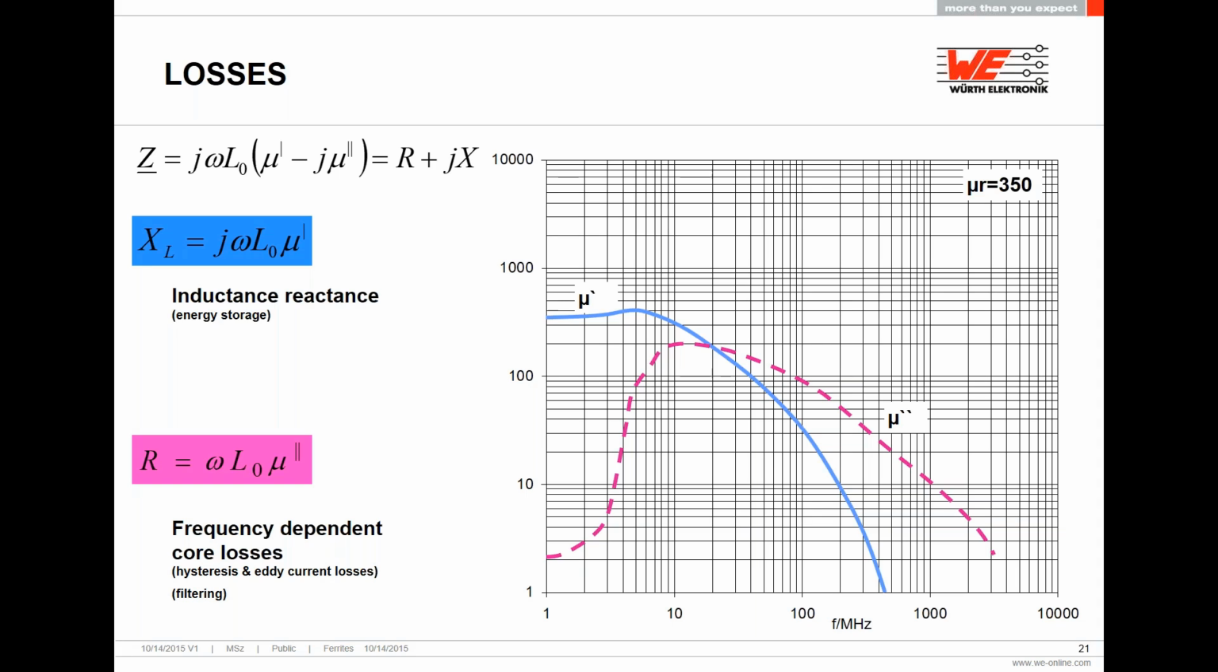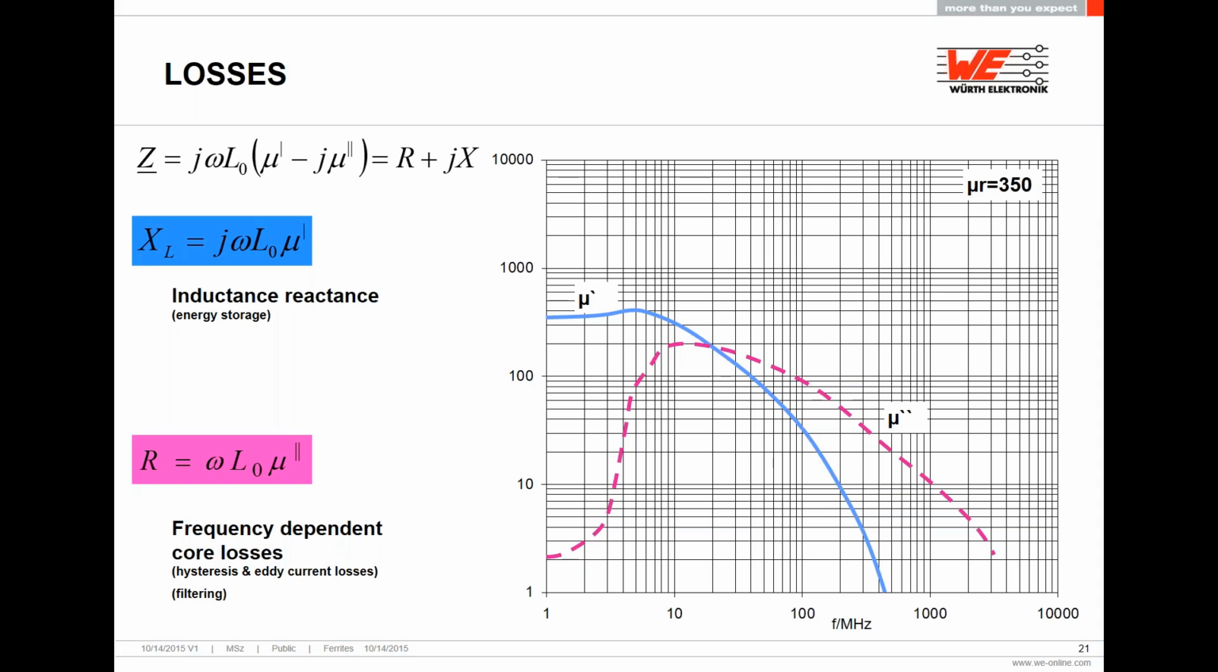Every core manufacturer specifies mu prime and mu double prime. Mu prime is the inductive reactance in the frequency range where it is best used as an inductor, and mu double prime is the resistivity where the part is best used as a filter, because this determines the losses of the core, meaning that it will convert the noise into heat.